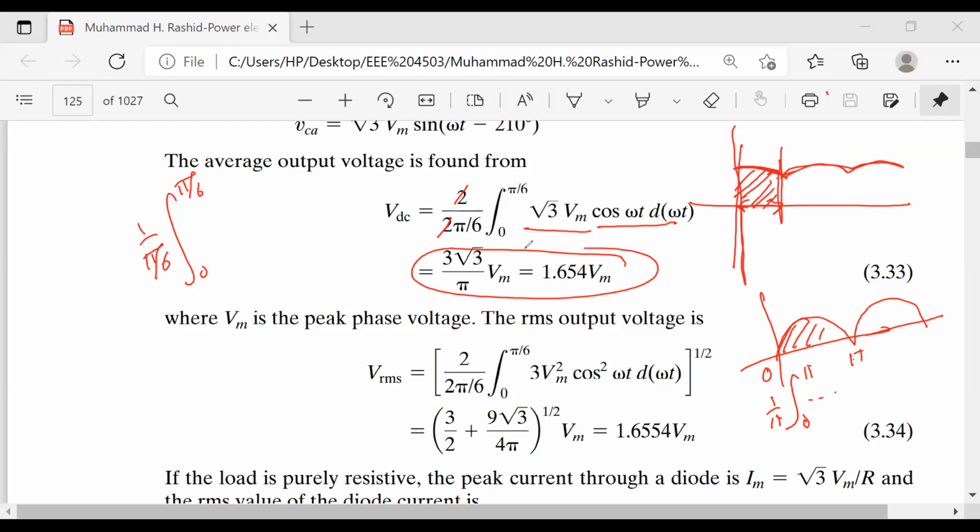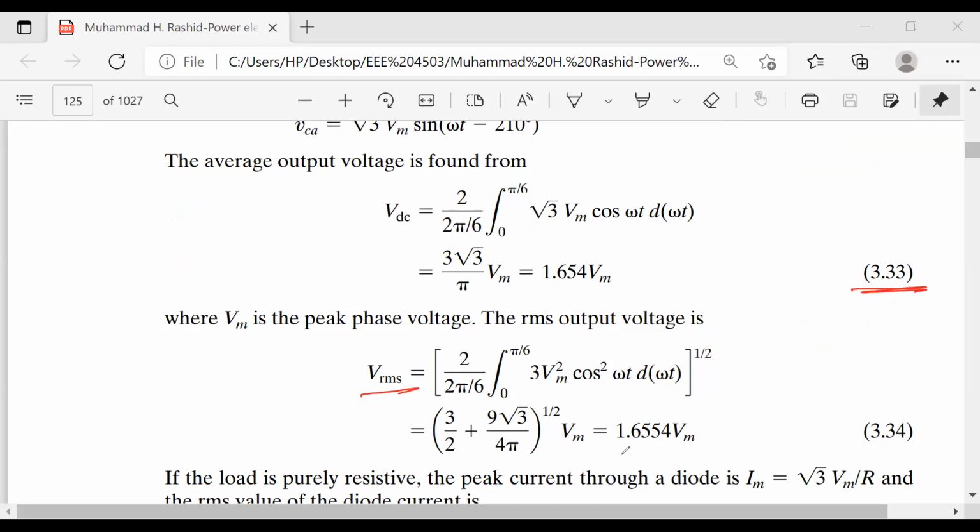You understand it? Hello? Yes, sir. This is your 3.3. And your RMS value will be this one. You have to square this one, and then you have to take the average, and then you have to take the root. So it is 1.6554. The RMS and the average value are pretty close. They are almost similar. Yes. Do you know why? No, sir.